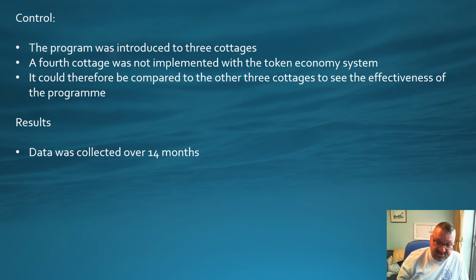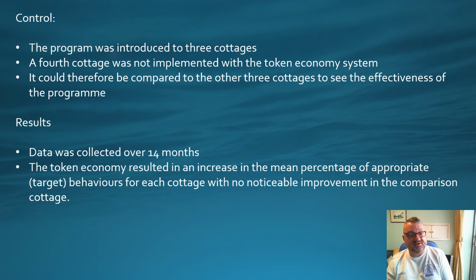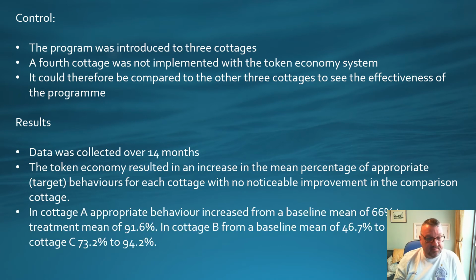They collected the data over 14 months, so quite a long time for this, and they found that the token economy resulted in an increase in the mean percentage of appropriate behaviours for each cottage. And in the control group, there was no noticeable improvement in behaviour. So it would appear that the token economy worked.